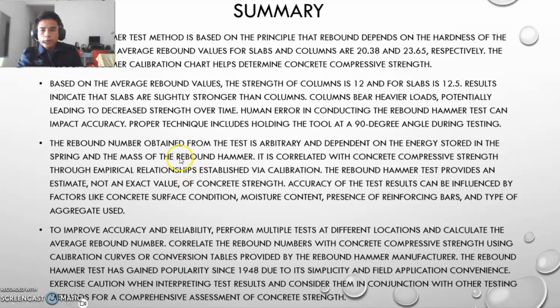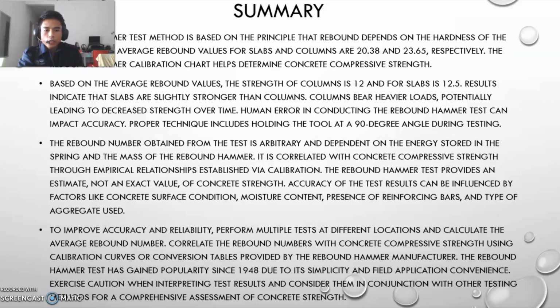Okay, for summary, rebound hammer test method is based on the principle that rebound depends on the hardness of the surface. Average rebound value for slab and column are 20.38 and 23.65 respectively. The rebound hammer calibration chart helps determine concrete compressive strength. Based on the average rebound value, the strength of column is 12 and strength for slab is 12.5. Results indicate that slabs are slightly stronger than columns. Columns bear heavy load, potentially leading to decreased strength over time.